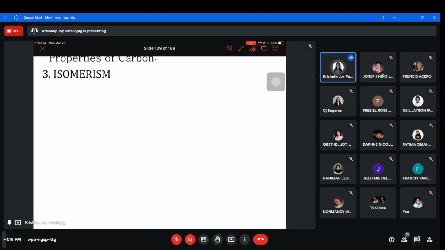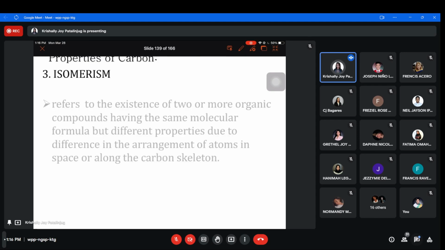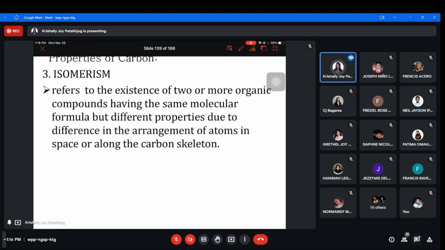Now, the third property of carbon, which will be the heart of our discussion for this afternoon, is isomerism. Yung isomerism class, that is a phenomenon wherein molecules exist in the same formula but of different structure. You have a set of compounds, parehas sila ng formula but different yung structure. Somehow you have knowledge already what are isomers, di ba?